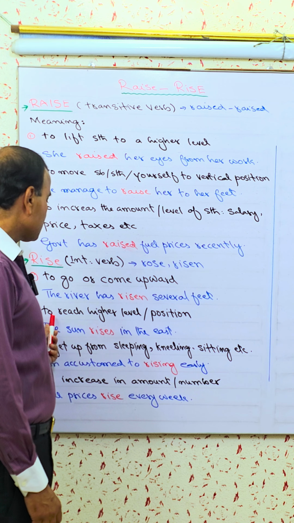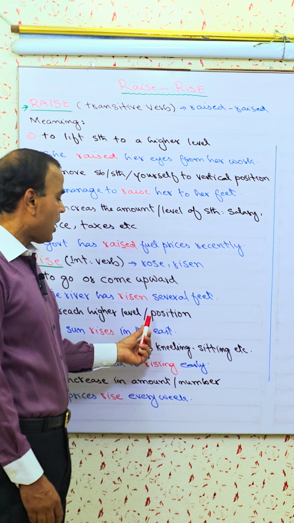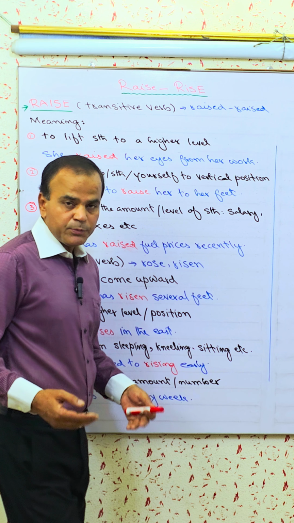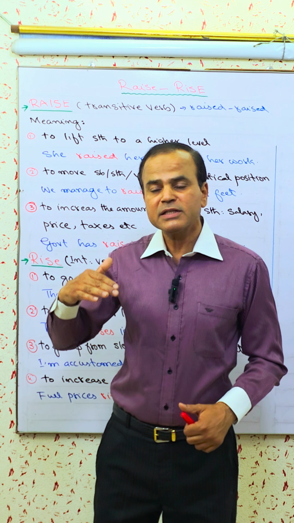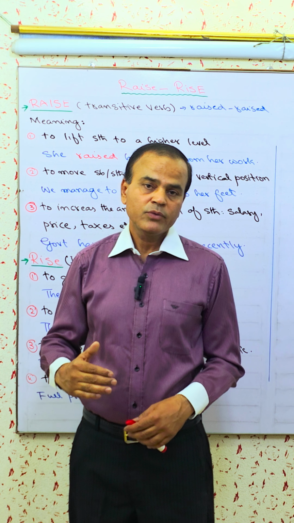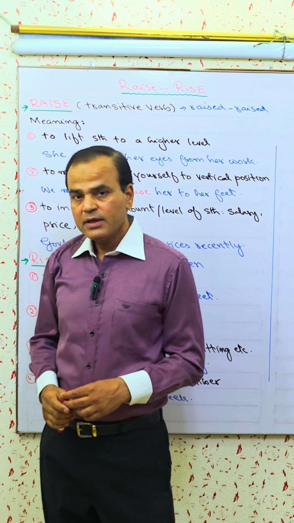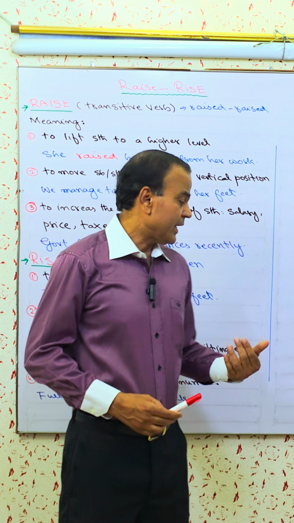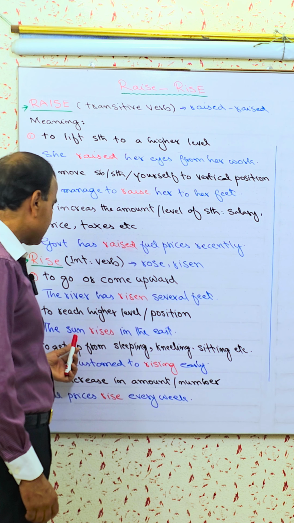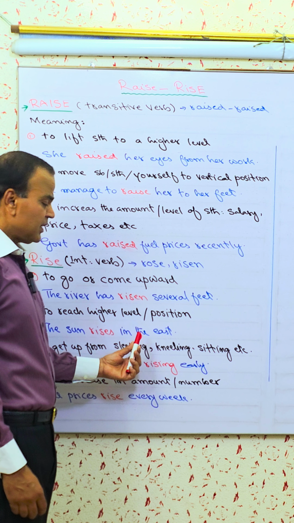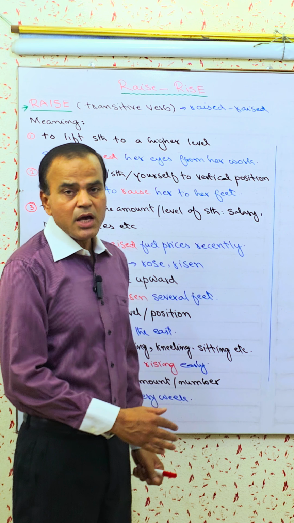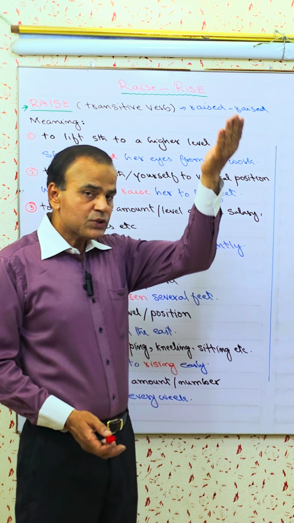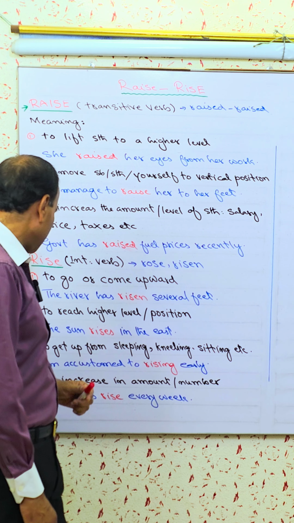Second meaning is to reach a higher level or position. When we talk about the position or level and something reaches that level or goes upward in that direction, we say that it has risen. Like the sun rises in the east. It is below the horizon and then it comes upward, goes up. So that is the second meaning.